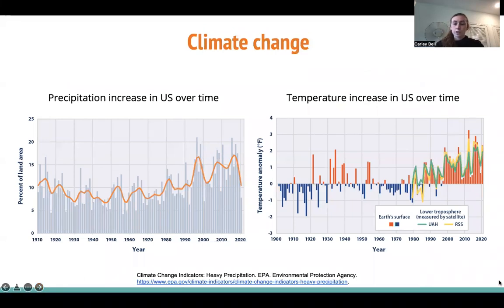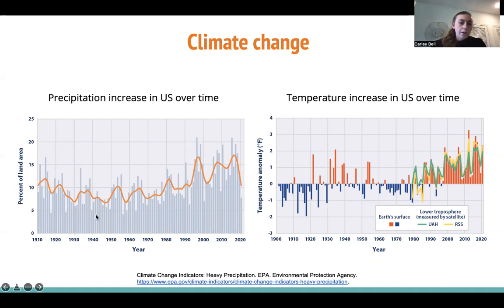So in the studies that we're going to talk about today, they specifically study trout in the United States. So I want to just give a little background about how climate change has affected the United States. So first, we have this graph on the left that talks about the change in precipitation in the United States over time. So on the x-axis, we have year, 1910 to 2020 is what this graph goes from. And then on the y-axis, we have percent of land area. And this is showing the precipitation in the United States over time.